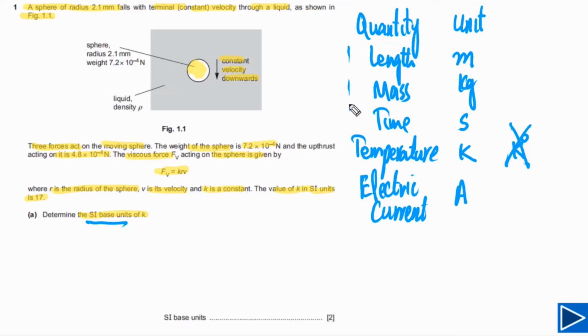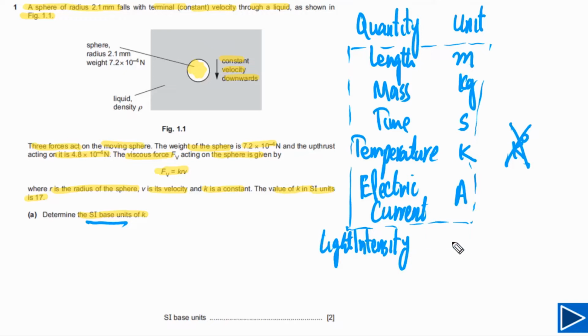In physics, at this level we will mostly be focusing on these 5 SI quantities and SI base units, but we have 2 more. Next one is light intensity, or you can simply say intensity. The unit of this one is candela, and we use cd for this. And the last one is amount of substance. SI base quantity is amount of substance, and its SI base unit is mole, mol.